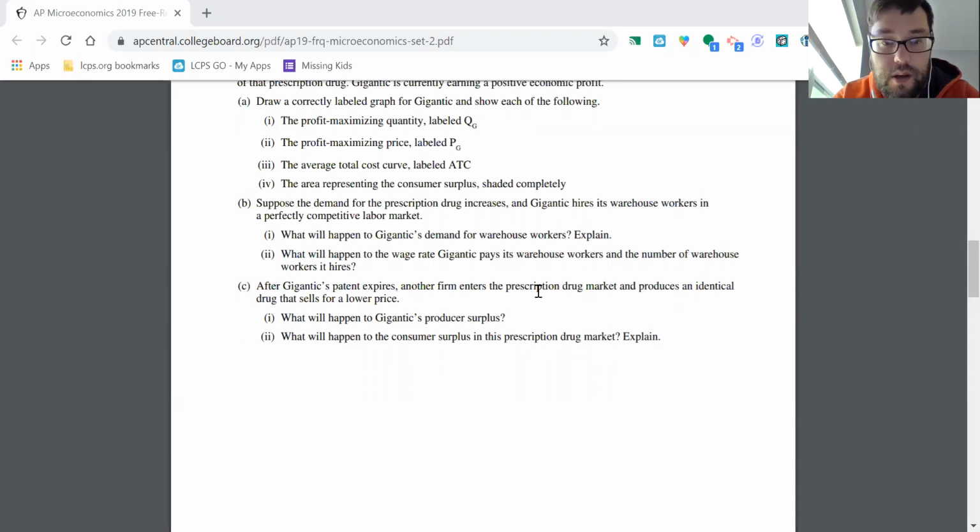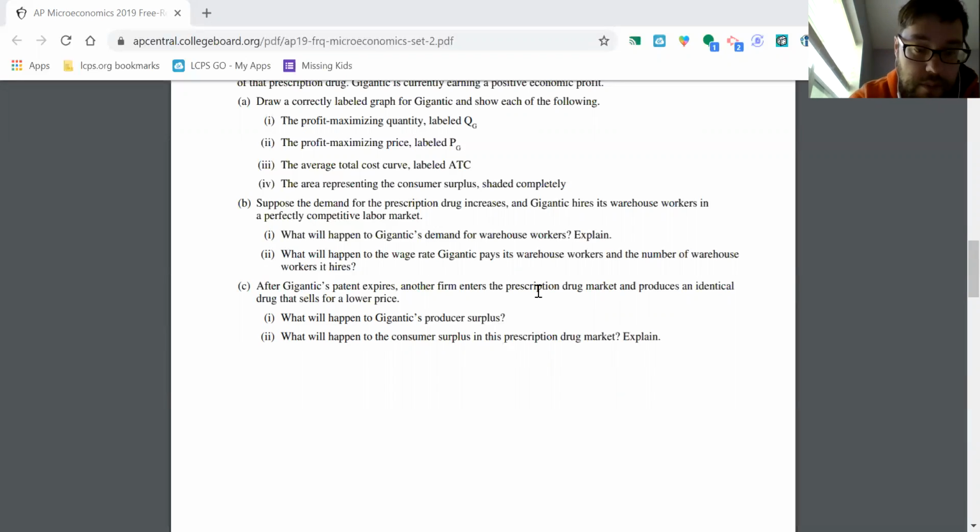Okay, so we'll sketch this here down below. Your standard monopoly graph. So we have price, we have quantity. All right, so we've got a demand curve, we've got the marginal revenue curve, and then let's draw an average total cost curve, and then marginal cost, something like that.